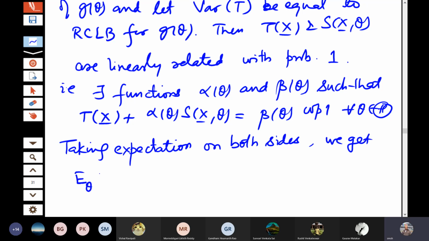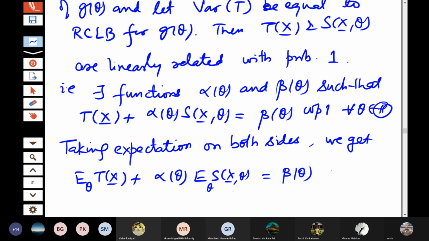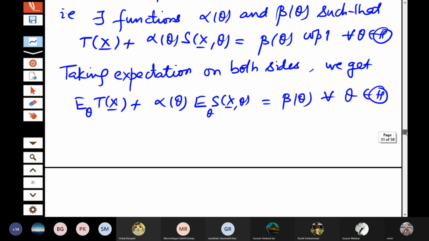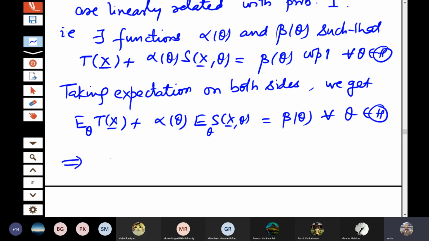So expectation of T_X plus alpha theta, expectation of S_X theta, is equal to beta theta. This means g theta, and expectation of this is 0. So that means this is beta theta.